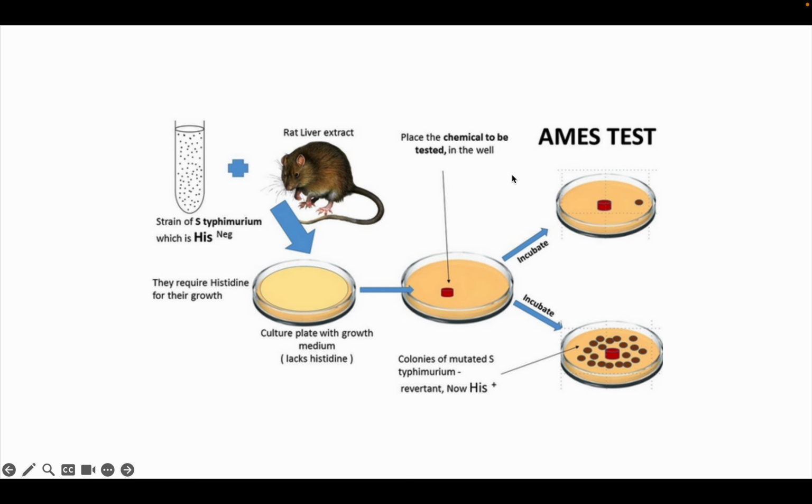So it finds a substance that causes mutation in a particular population of bacteria, like this is a bacterial assay. So the Ames test is basically this.